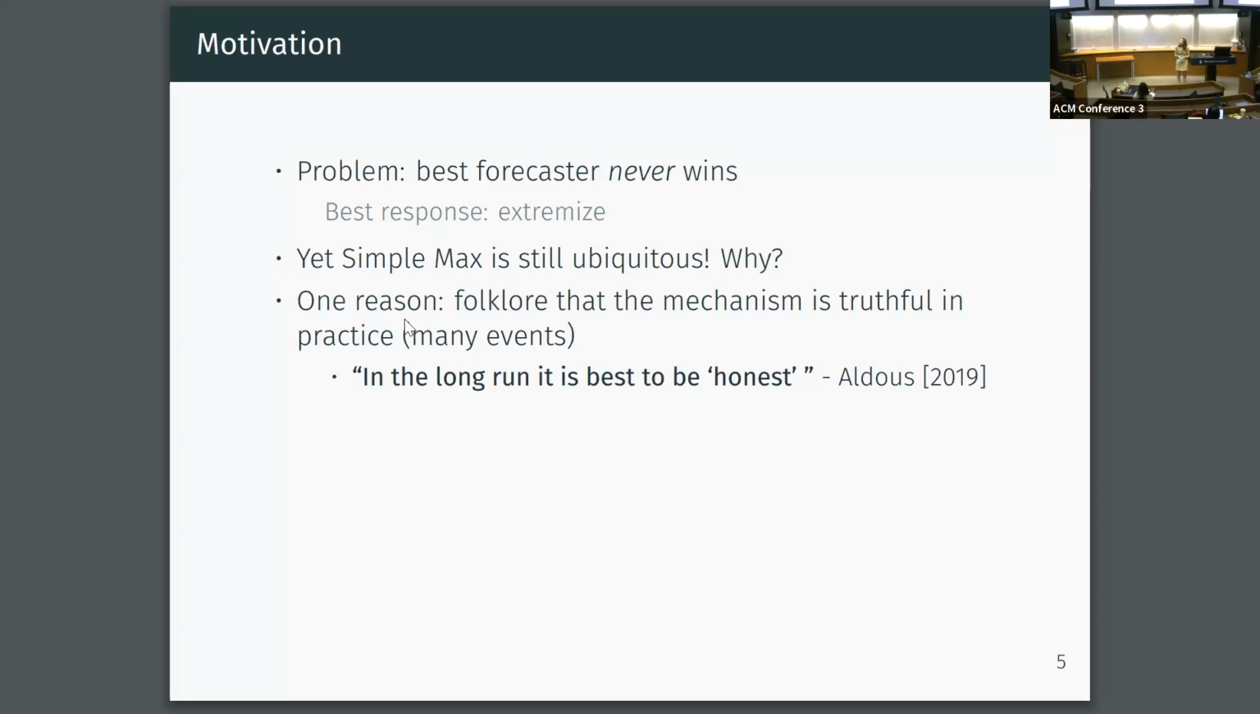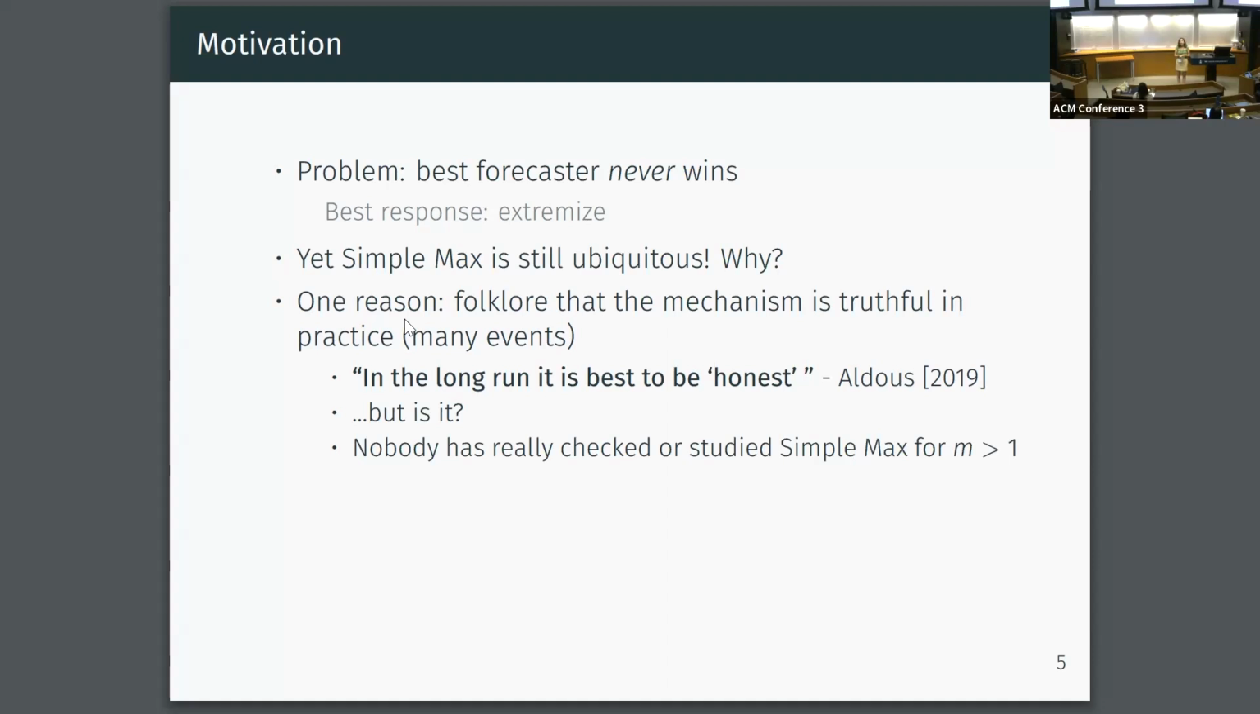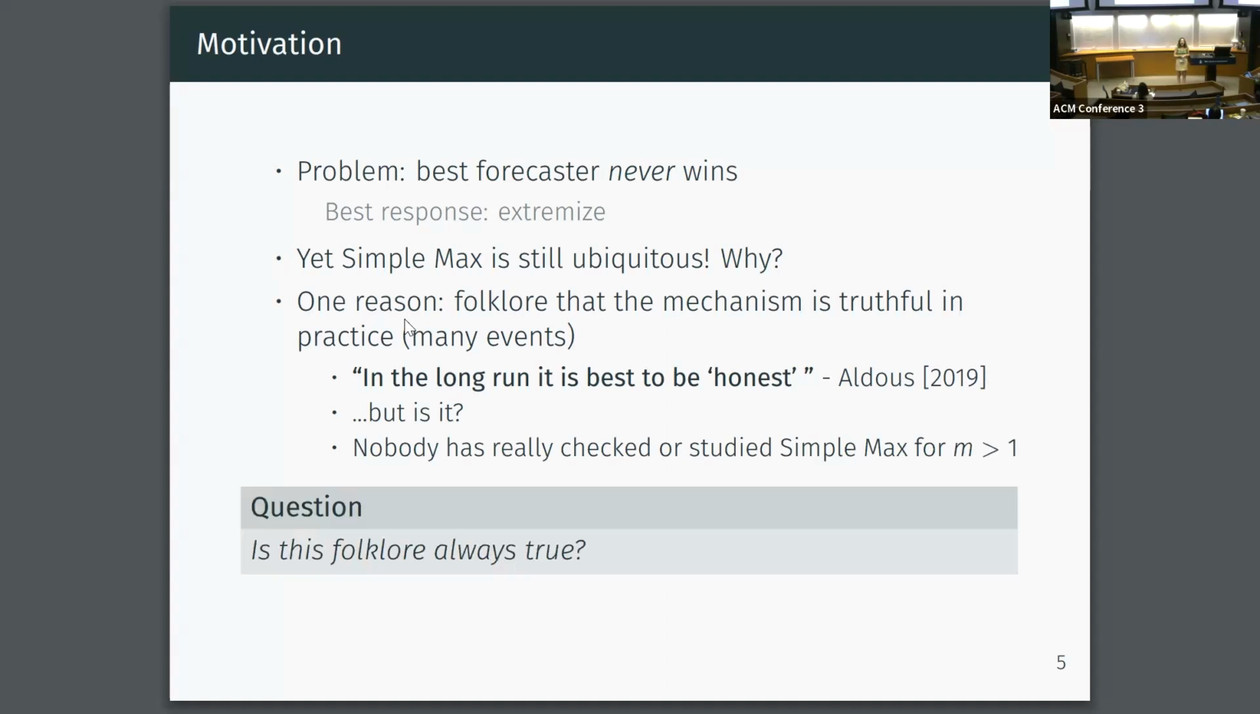there's a quote we see here that people really think in the long run, it's just best to be honest. But is it actually? Nobody has really checked this theoretically. And in fact, no one studied simple max in this formal model for even more than one event. So this is kind of our main motivation for our research. We really want to ask the question, is this folklore always true? What is the incentive structure of simple max? And will people behave truthfully in the long run as we increase the number of events?